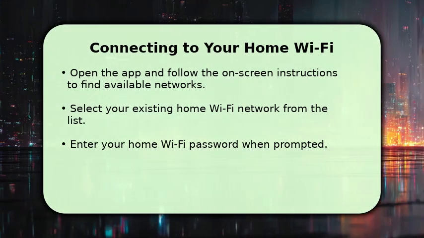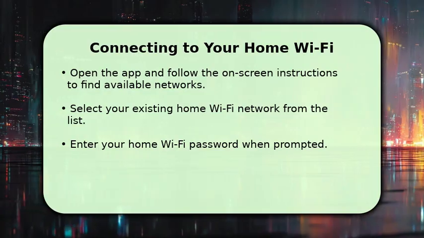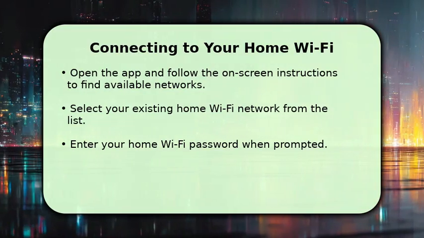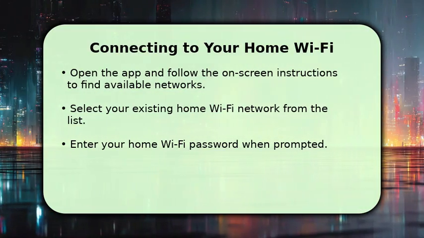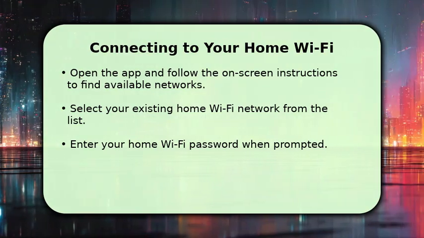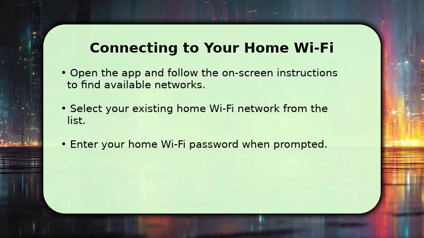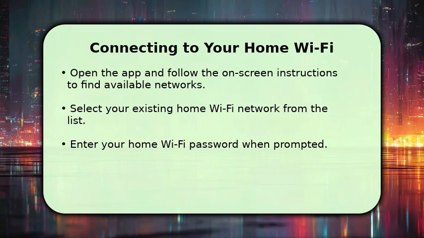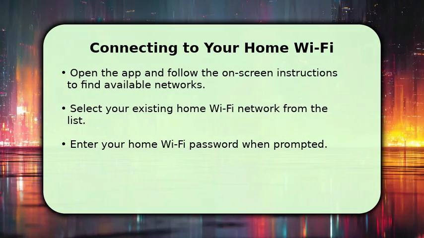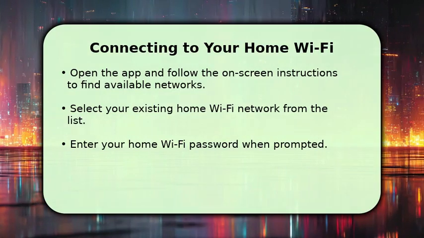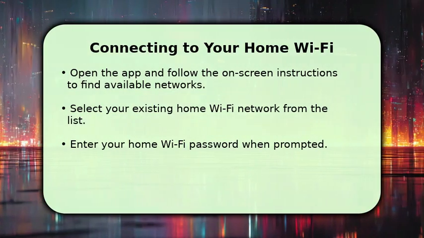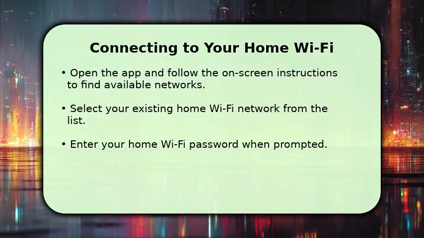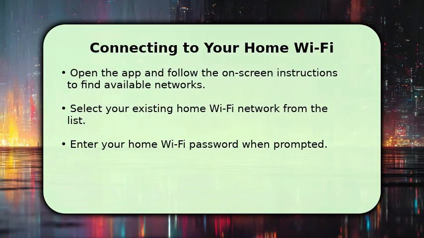Once connected to the extender's temporary network, open the app. It will guide you through finding available Wi-Fi networks. Select your existing home Wi-Fi network from the list presented. Then, carefully enter your home Wi-Fi password when prompted. This step securely links your extender to your main network, allowing it to broadcast an extended signal throughout your home, covering areas previously experiencing weak or no coverage.